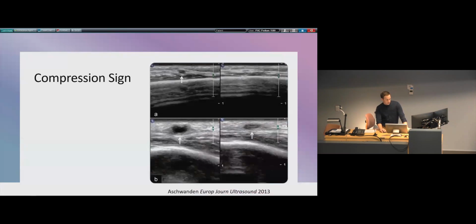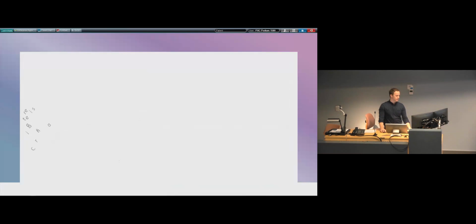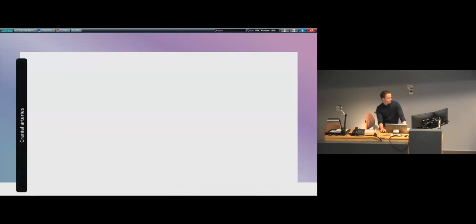Other features: this image on the left is uncompressed, on the right is a compressed vessel, and you can appreciate that the vasculitic artery is just not as compressible, and that's a reflection of more inflammatory infiltrate. There's more white blood cells, more fluid in the vessel wall, and that's just not going to compress as easily. This really does highlight the ability for dynamic testing on ultrasound, which you can't really get with other imaging modalities.